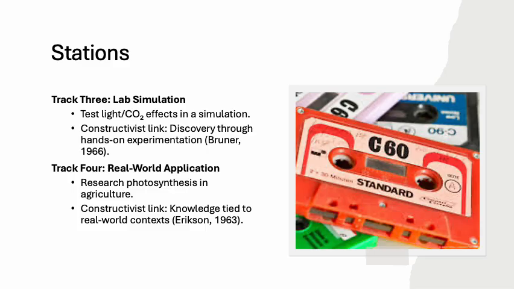Track 3 is a lab simulation where students test how light and carbon dioxide levels affect plant growth. Here they learn by discovery, mirroring Bruner's emphasis on hands-on learning. Track 4 is real-world application. Groups research how photosynthesis impacts agriculture and then present their findings. By tying abstract concepts to real-world context, students see why content matters and construct a deeper meaning.